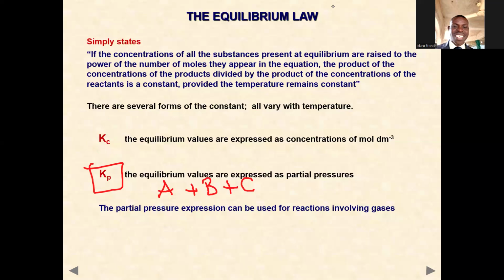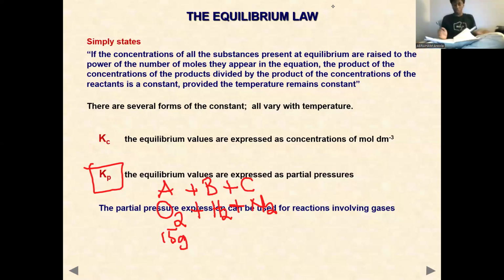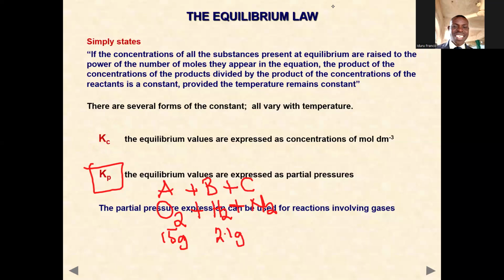So now for KP, you will deal with a mixture of gases. So we have gas A, then gas B, and gas C. Each of these gases will have their amount. For example, if gas A is oxygen, that will be O2. Gas B is hydrogen, that will be H2. And gas C, maybe it's nitrogen, that will be N2. Now, let's say the mass of gas A is 15 grams, the mass of gas B is 2.1 gram, and the mass of gas C is 18 gram.